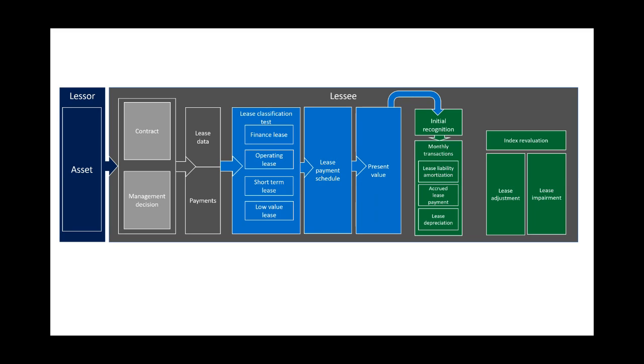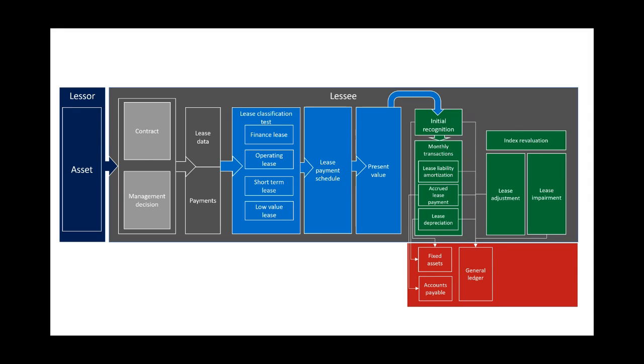And then each month, we will have the liability amortization or interest transaction, the payment, and the lease depreciation. And also we have 3 different transactions: the lease adjustment, if we want to adjust the lease for any business reason, and if we want to impair the lease or run the index revaluation. Of course, all transactions are posted to the general ledger, and as I mentioned before, I can integrate the lease with fixed assets or accounts payable.